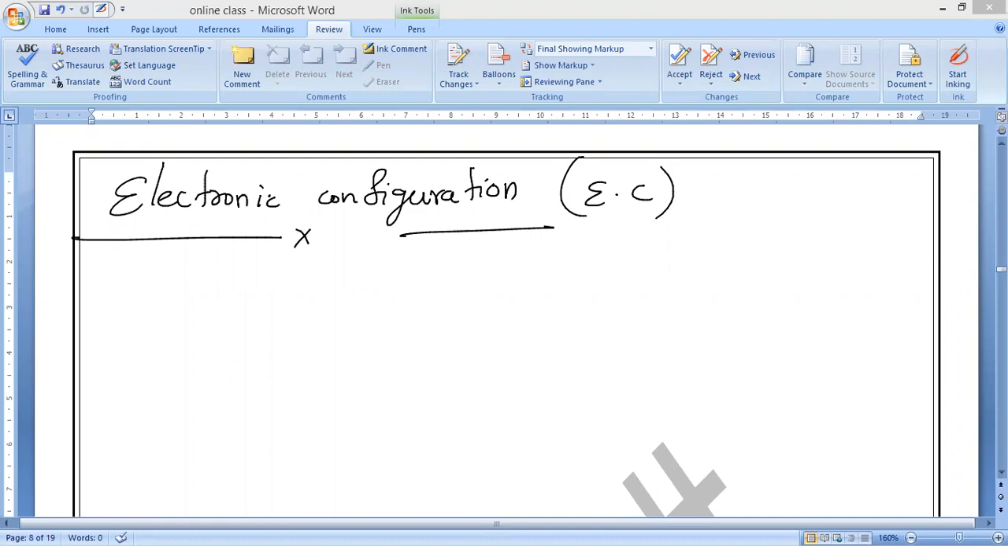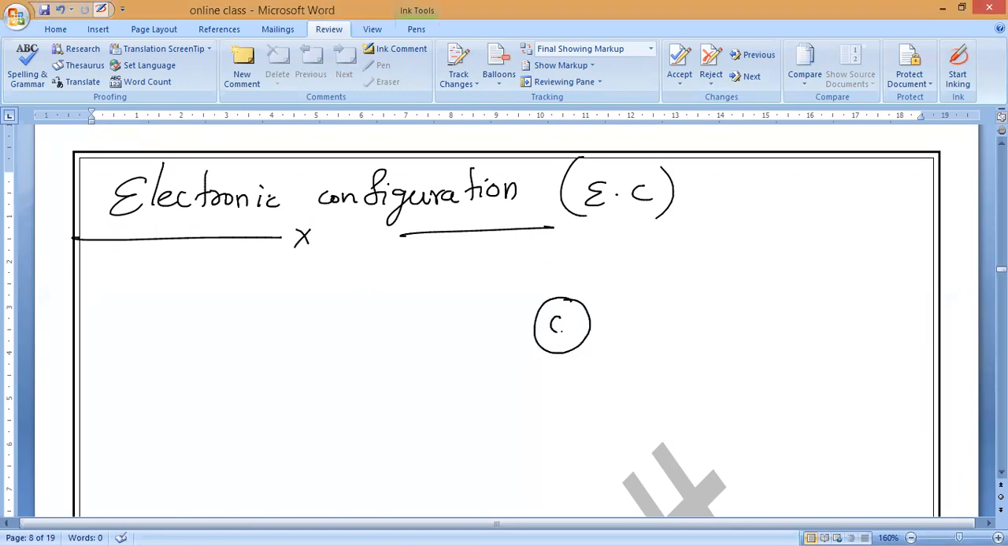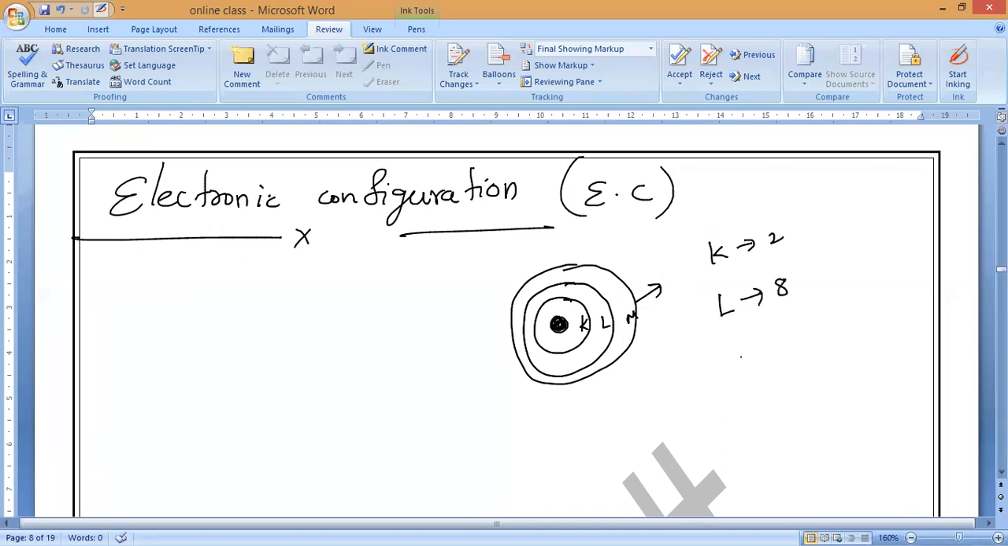Remember, all of you, I will draw a structure like this. Always you should remember, if this is the nucleus, and this is the outermost shell, what is the capacity of this one? K, L, M. What is the K shell capacity? K shell capacity is 2. L shell capacity is 8. M shell capacity what?